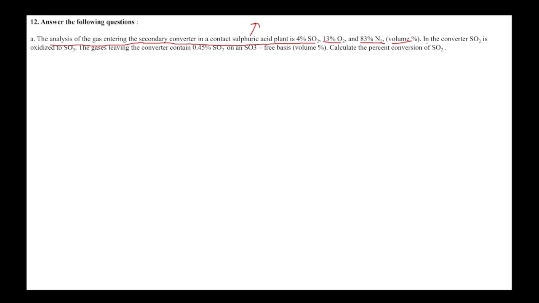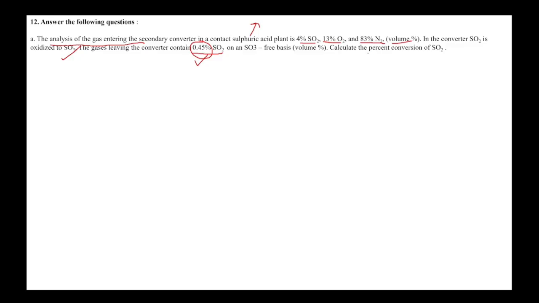So what is the question saying? In the converter, SO2 is oxidized to SO3. That is totally fine. The gas leaving the converter contains 0.45% SO2, that means the remaining unreacted SO2, on an SO3-free basis. That means this 0.45% has been calculated on an SO3-free basis, so they have not included SO3 while calculating this percent.